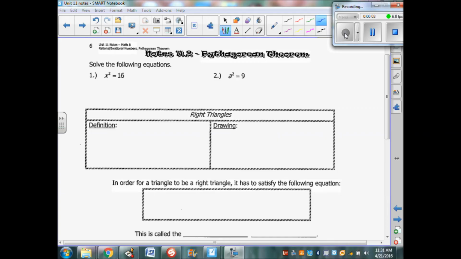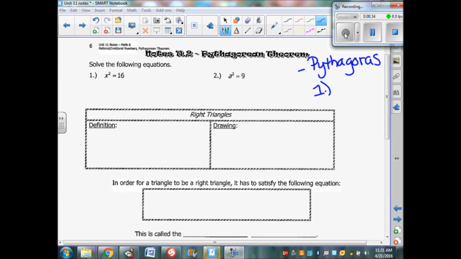Notes 11.2, the Pythagorean theorem. What I'd like you to do, either before or after this lesson, is Google the mathematician Pythagoras and do a little reading on him. Come in with just one piece of information about Pythagoras, and don't just say the Pythagorean theorem. Come up with one little interesting tidbit about Pythagoras.